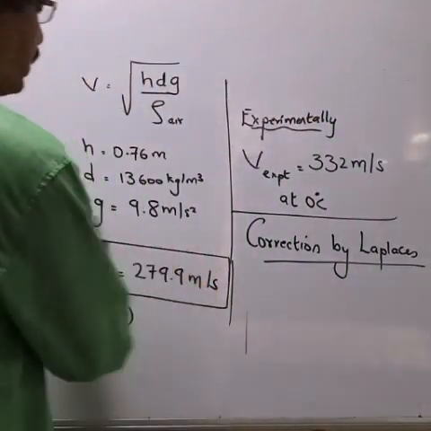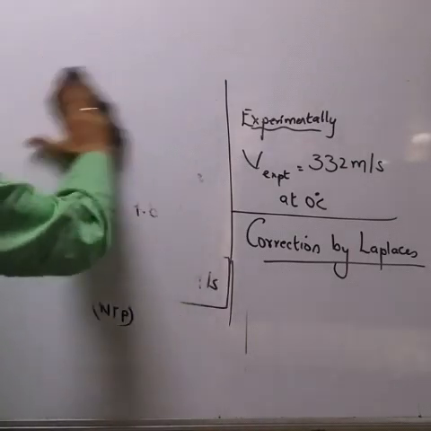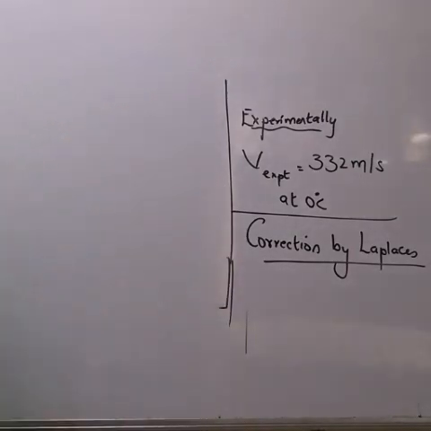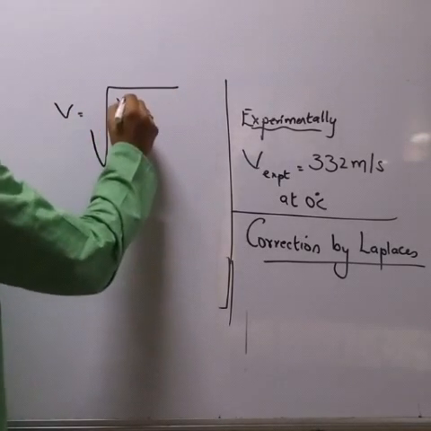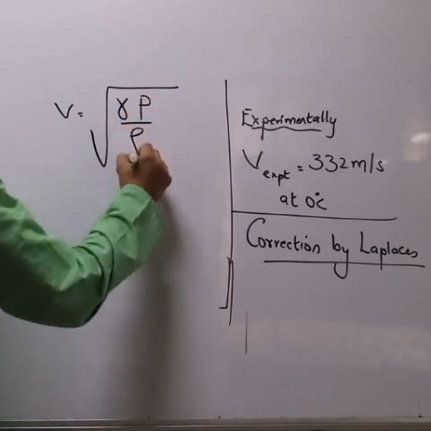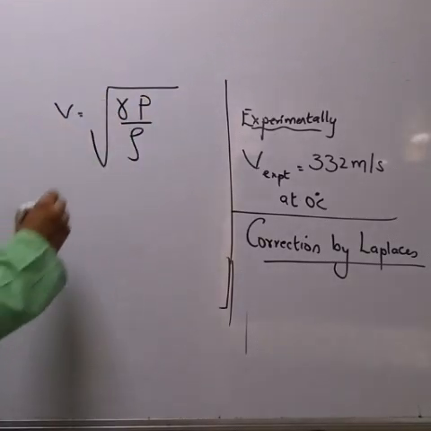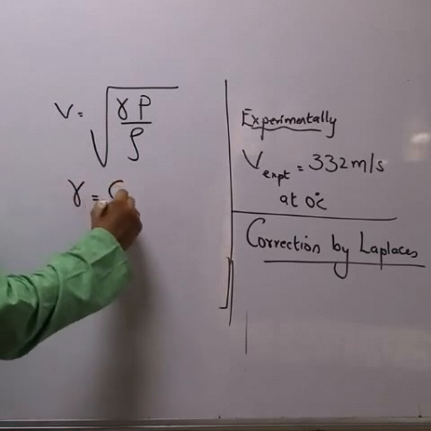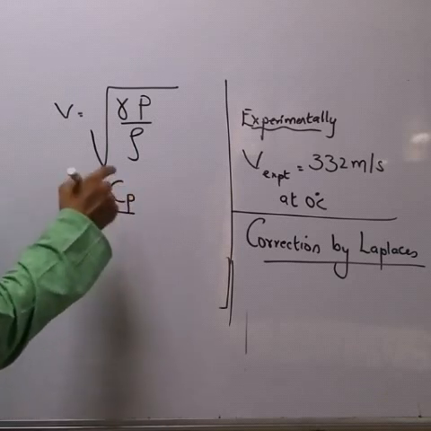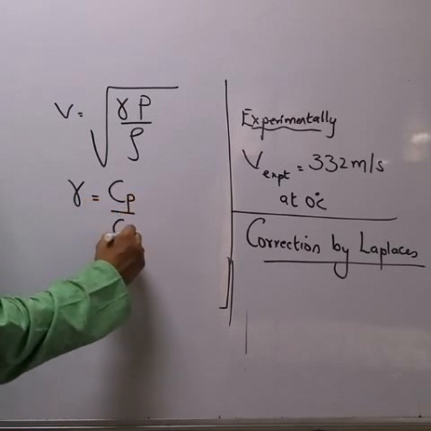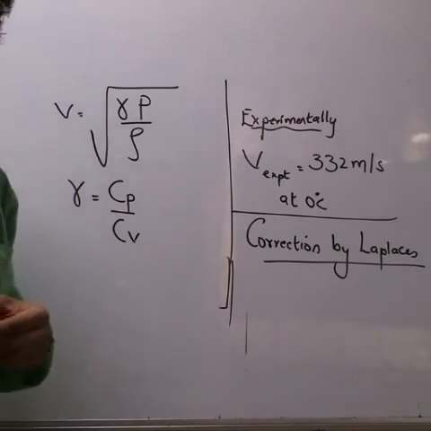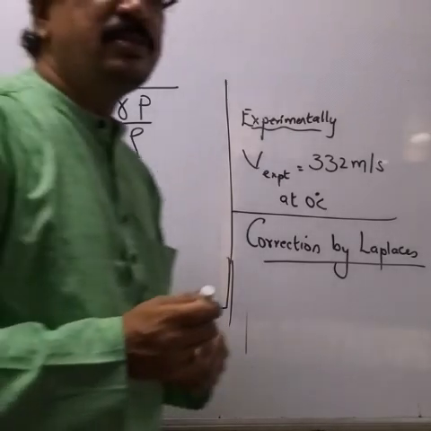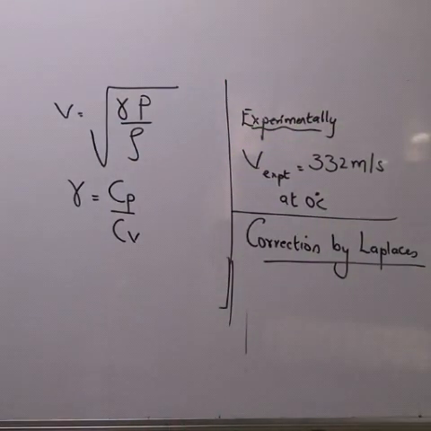The formula is written in this manner. Please look here. Velocity of sound is equal to the square root of gamma p upon rho. Now what is this gamma? Gamma stands for the ratio of the principal specific heat of a gas at constant pressure to the principal specific heat of the gas at constant volume. In 10th we have learned this, now you forgot what is Cp and what is Cv. Do you remember?